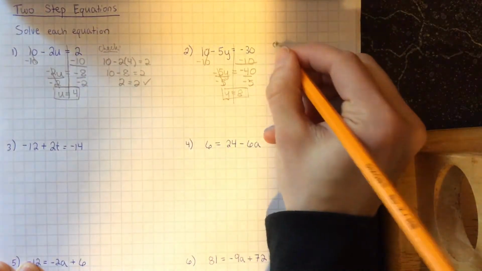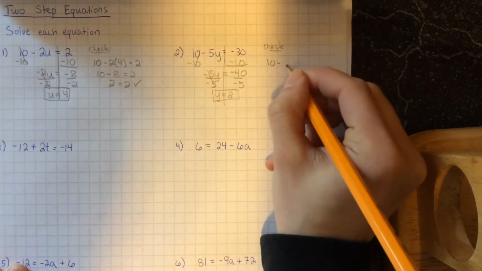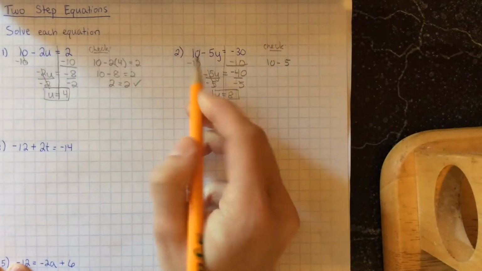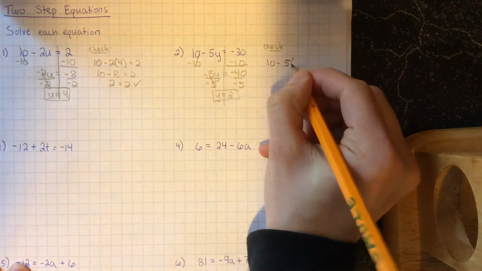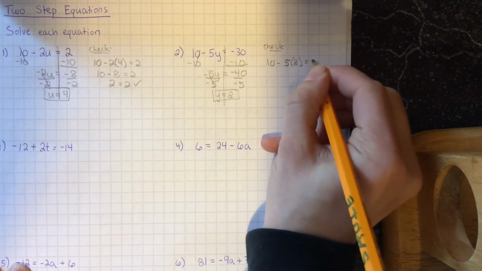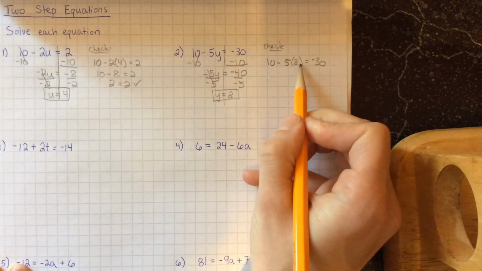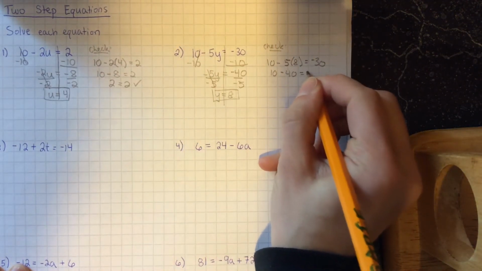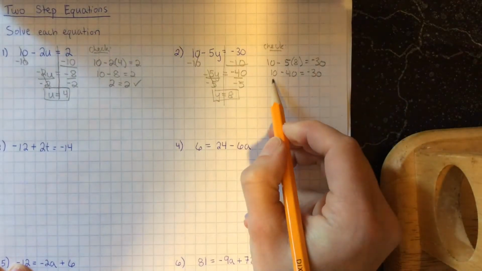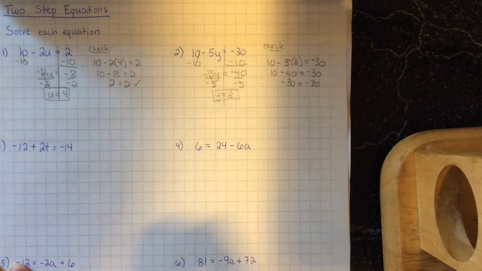Here's my check. 10 minus 5 from right here. In place of y, I'm going to put the value I got for y, which is 8, equals -30. Following order of operations, I'll multiply here first. So it's 10 minus 40 equals -30. 10 minus 40 is -30. So I know I got it correct.